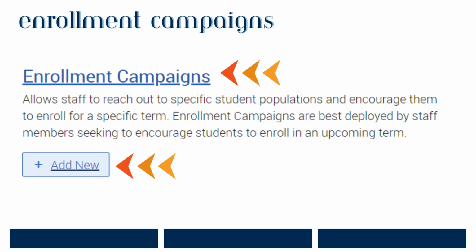Scroll down until you find enrollment campaigns. From here, you'll be able to either click on Enrollment Campaigns to manage and view all enrollment campaigns that you have access to, or you can quickly add a new campaign by selecting Add New.